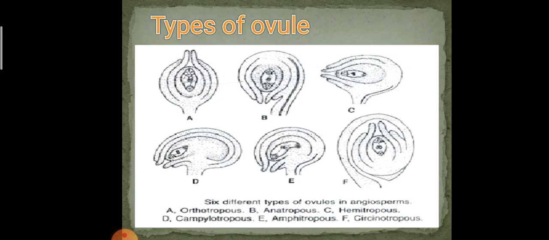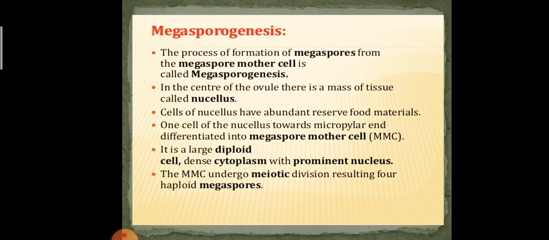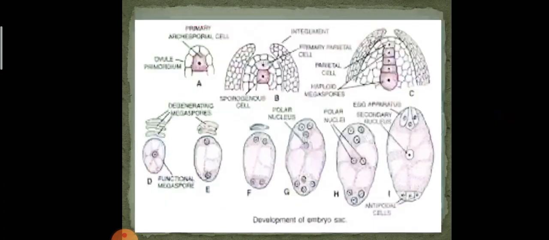But that ovule basically consists of a megaspore mother cell, and that megaspore mother cell undergoes the megasporogenesis process. So how will it undergo megasporogenesis? Formation of megaspore is known as megasporogenesis, and that occurs from the megaspore mother cell through meiosis. When this megaspore mother cell, which is diploid, undergoes meiosis, how does it form?